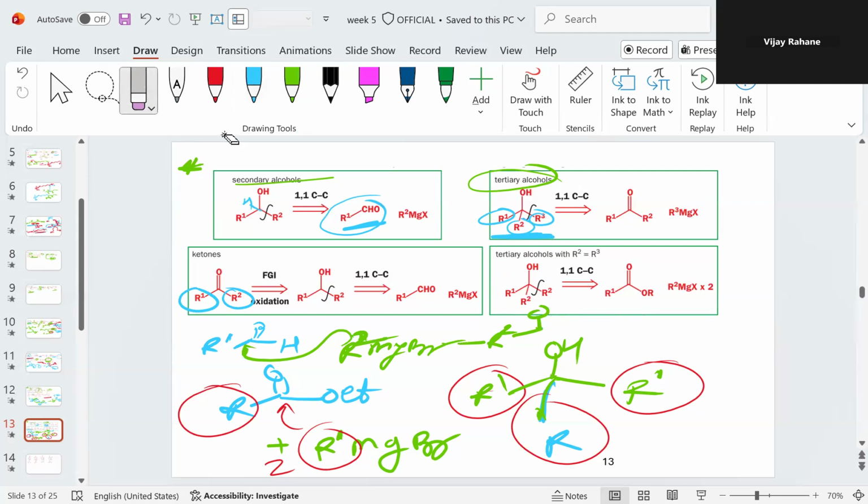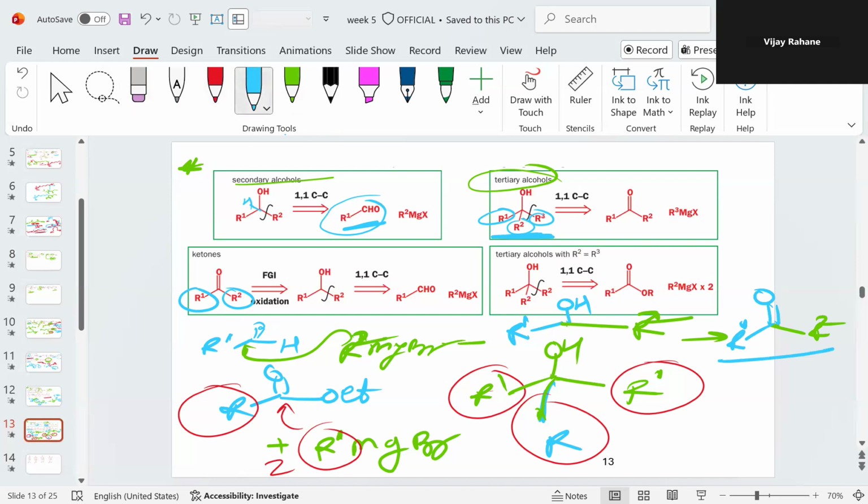So better I will reverse this structure. This is the green part that comes from the Grignard reagent R2, right? And if you want the ketone for this one, we just do the oxidation. So we can get these R2 like this. I hope you understand how we can use different types of approach to get this type of target molecules.